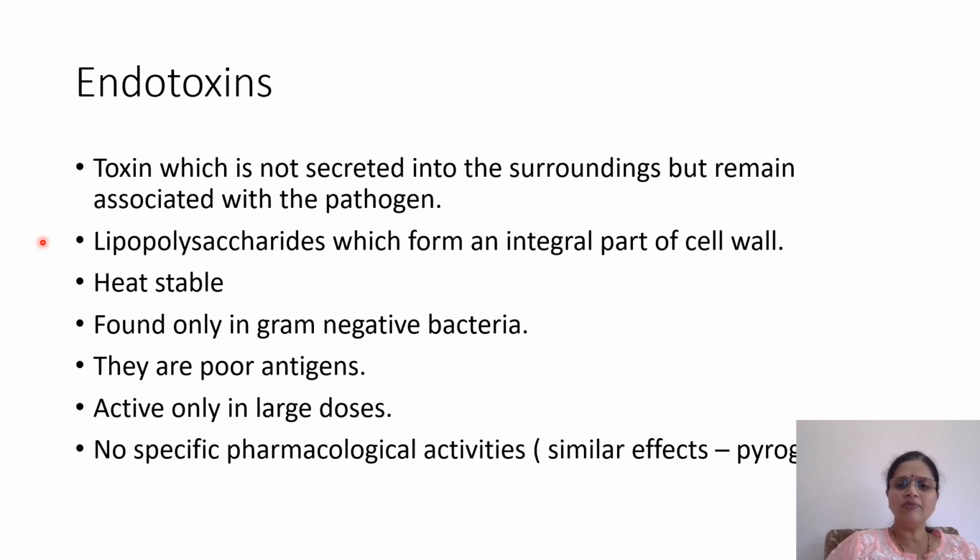And we know that bacterial cell walls are made up of lipopolysaccharides, and usually these lipopolysaccharides will act as endotoxins. And unlike exotoxins, they are heat stable in nature. That is, they will not be inactivated at an elevated temperature. And they are found mainly in gram-negative bacteria. Again, unlike exotoxins, these are found mainly in gram-negative bacteria, because we know that the gram-negative bacterial cell wall is highly complex in nature, unlike the gram-positive bacterial cell wall.